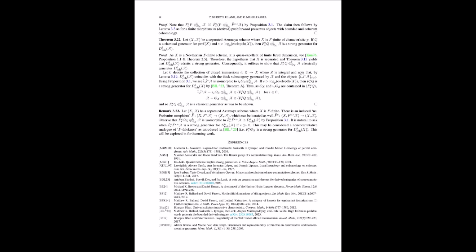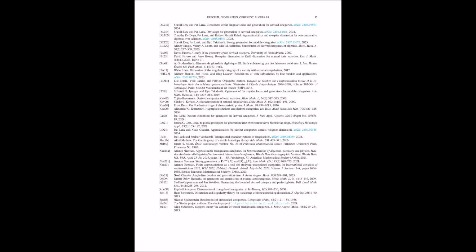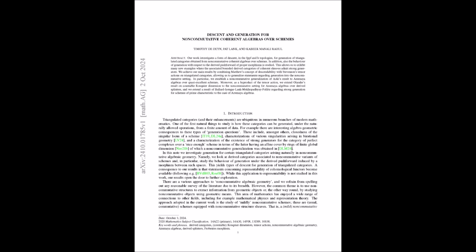You got it. Now, generation is the next step. Once you understand those parts, generation helps us see how they fit together to make the whole engine run. It's like discovering the blueprint or the instructions for building a complex machine from simpler components. Okay, so if I'm getting this right, this paper looks at how to apply these ideas, descent and generation, to these, what did you call them? Non-commutative coherent algebras over schemes. I'll admit those are still a bit of a mystery to me.